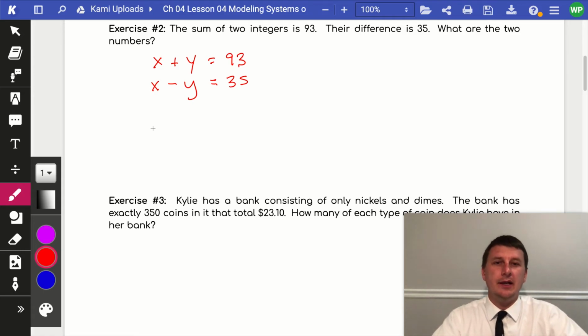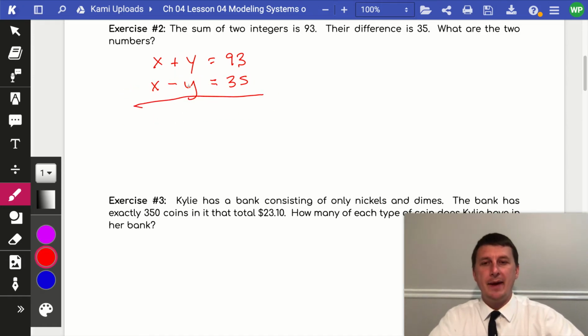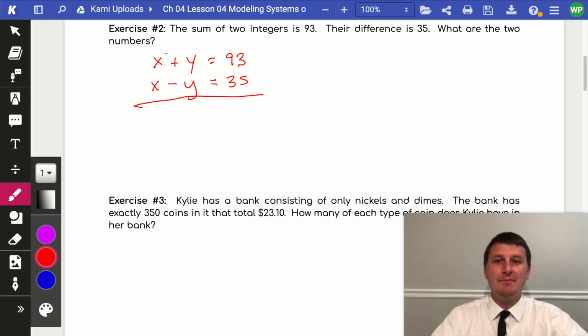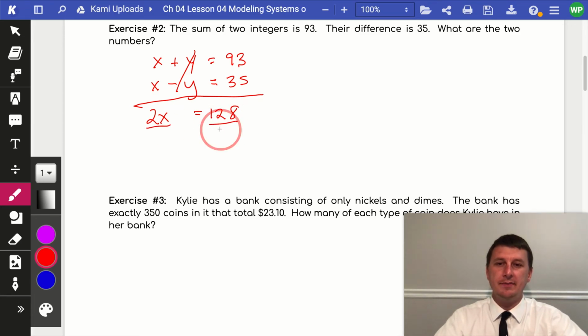I would use elimination personally because I already have my opposite coefficients lined up and ready to be canceled out. So I'm going to combine my equations now. When I combine x plus x, I'll get 2x. Y minus y will cancel out. And when I add 93 plus 35, I will get 128. Now, I'm going to divide both sides by 2 to get x by itself, and I'll arrive at my x value of 64.